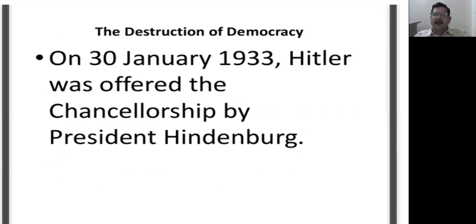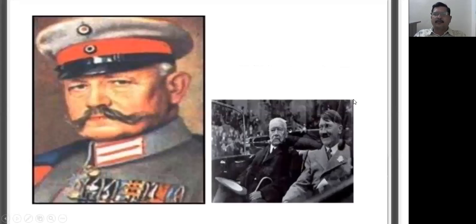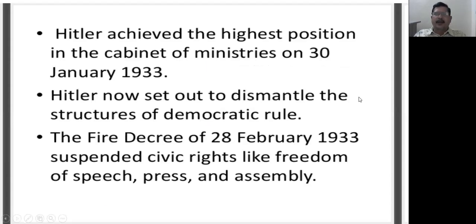Destruction of democracy. On 30th January 1933, Hitler was offered the chancellorship by President Hindenburg. Hindenburg was the president, and Hitler was offered the chancellorship. Chancellorship means like a prime minister. So he was given the chancellorship by President Hindenburg on 30th January 1933. So this is President Hindenburg and Hitler. Hitler achieved the highest position in the cabinet of ministers.